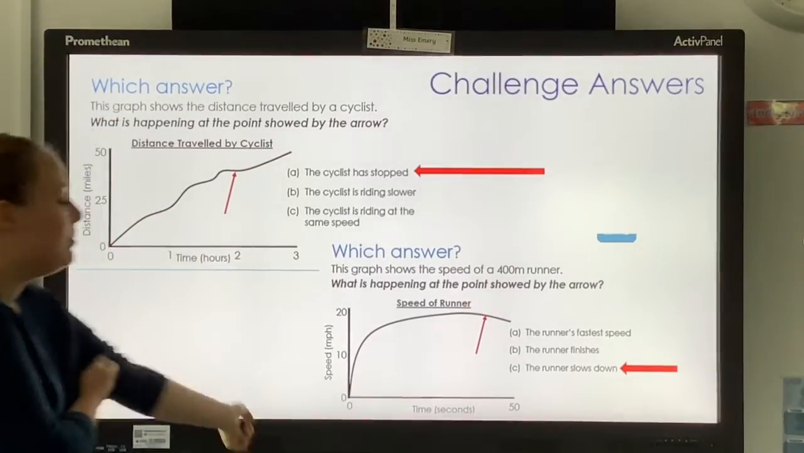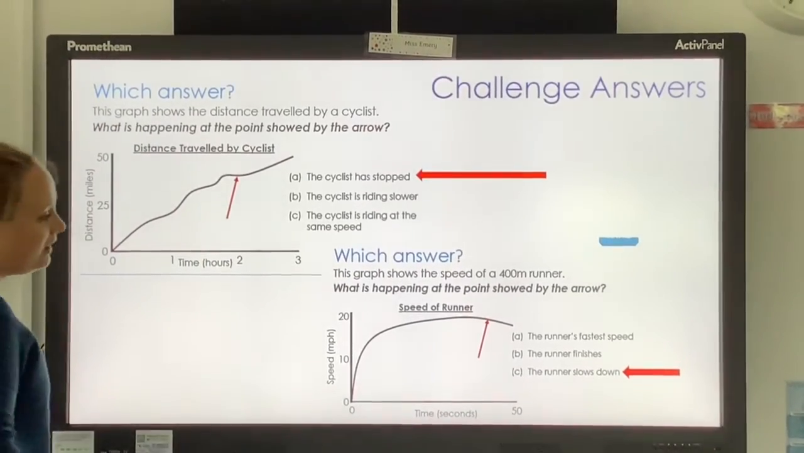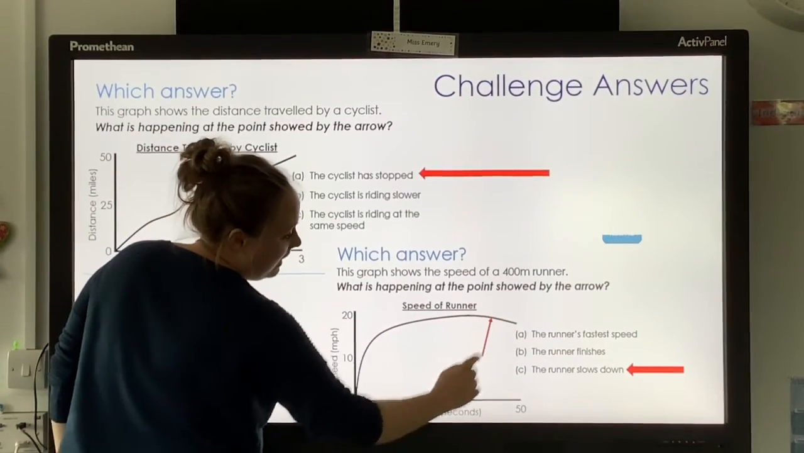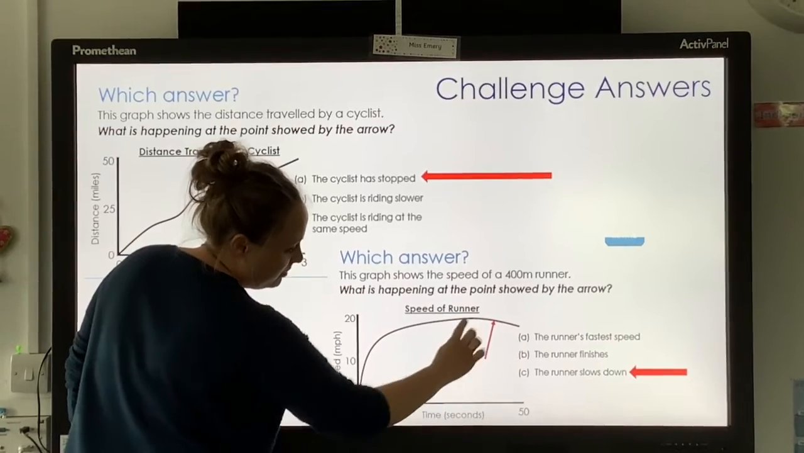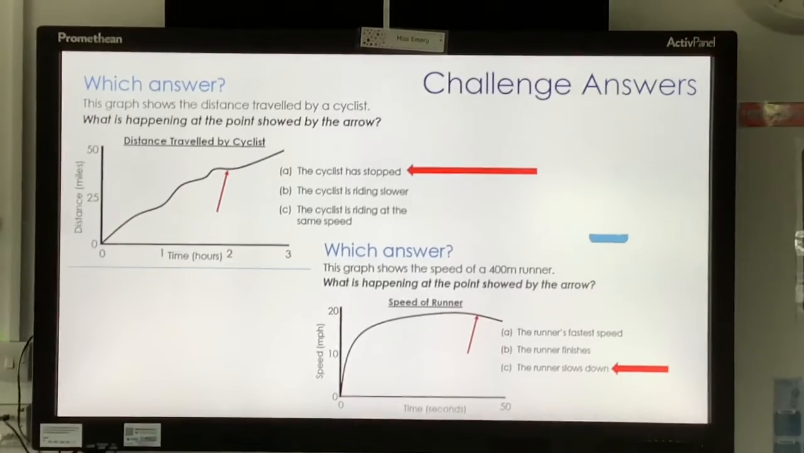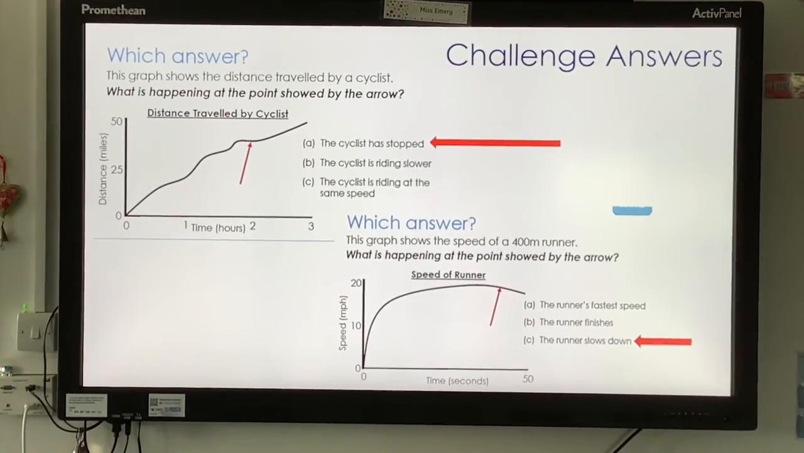This graph, the runner begins to slow down. We know that because the curve is going down. However, it's not the runner's fastest speed because actually it's not the highest point of the curve. So at that point, the runner is slowing down. Well done if you got those right.